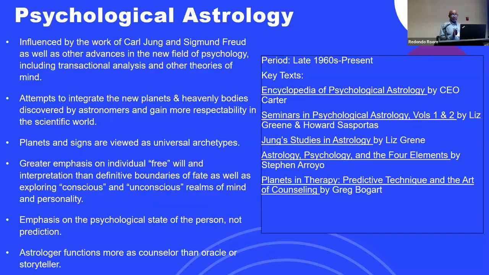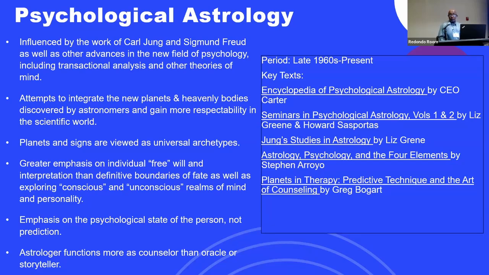Now, I will be fair to say some measure of this does start to emerge in the late 19th century. But just in the interest of time, I'll position this more from the 20th century. So psychological astrology largely is influenced by the ideas of Carl Jung and Sigmund Freud. But, and this is interesting because I came to astrology in the 90s, a lot of the books that were available were pretty much from the 80s and from the 70s.